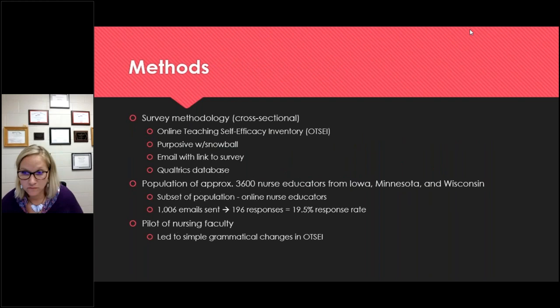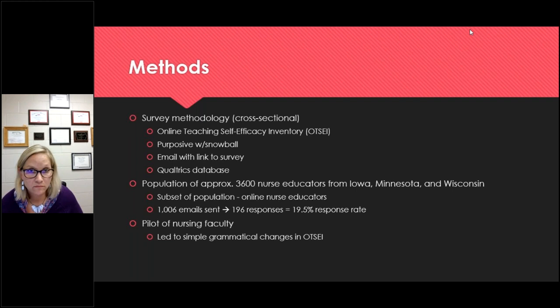The methodology for this study was a cross-sectional survey. I chose cross-sectional because I did not have the time and funds to do a larger longitudinal type of study. The survey tool that I used is called the Online Teaching Self-Efficacy Inventory, and it was created by Kevin Gosselin in 2009. It consists of 47 items, and all of the items are arranged on scales from 0 equals no confidence to 10 equals complete confidence. The handout there is the definition of those subscales, so I will be referring to those frequently.